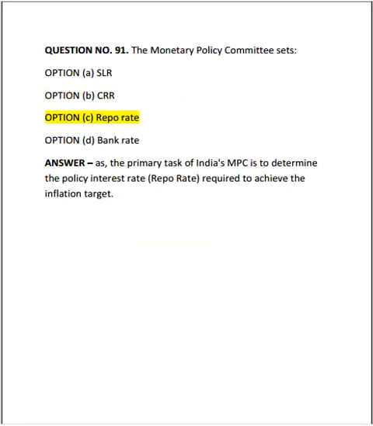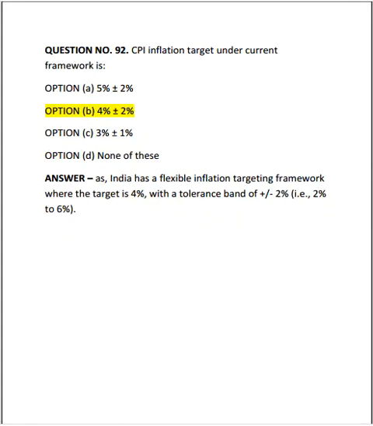Question no. 91. The Monetary Policy Committee sets. Option A. SLR. Option B. CRR. Option C. Repo rate. Option D. Bank rate. Answer: C. The primary task of India's MPC is to determine the policy interest rate, the repo rate, required to achieve the inflation target.